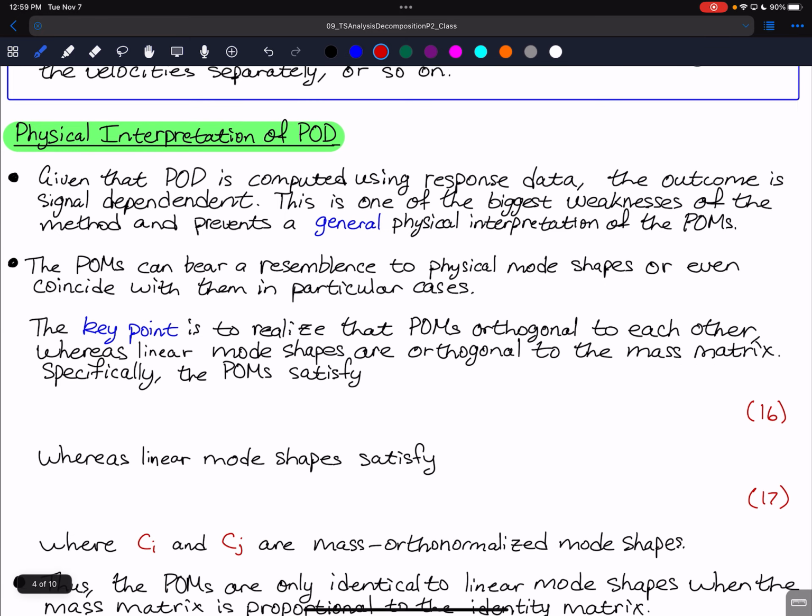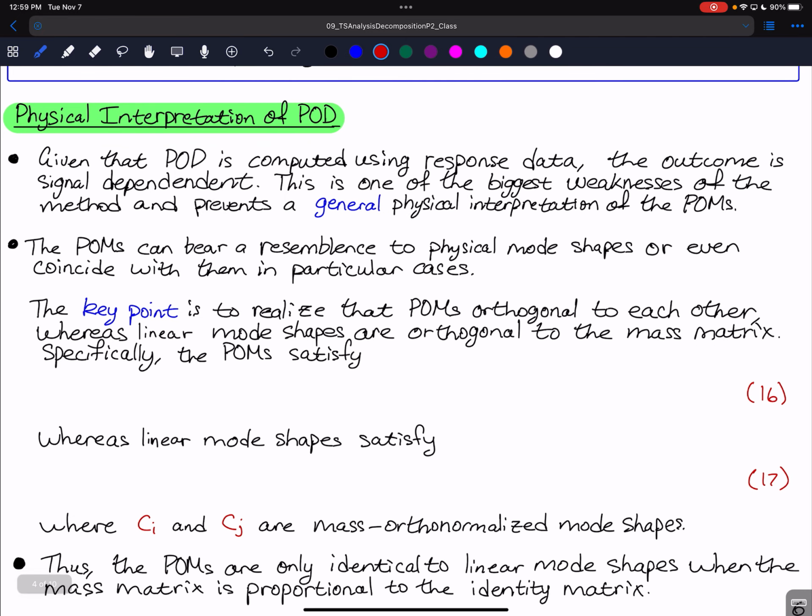All right. Let's talk about the physical interpretation of POD, and then we'll take a look at some examples where it's applied to some 2-degree-of-freedom systems. First, given that the POD is computed using response data, the outcome is going to be signal dependent, and this can be a good thing, and it can also be a bad thing. In general, this is the biggest weakness of the method, and this is what prevents us from giving some general physical interpretation of what the POMs are or their temporal evolution overall.